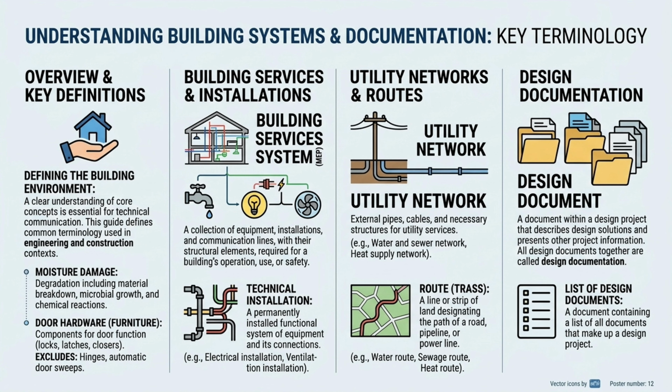Moving outside the building, we talk about utility networks and routes. A utility network covers external pipes, cables, and structures that provide services like water supply, sewage, and heat distribution. A route or trace describes the design path for things like pipelines, power lines, and roads, essentially mapping where the infrastructure runs across land. All those building systems and networks must be well documented.